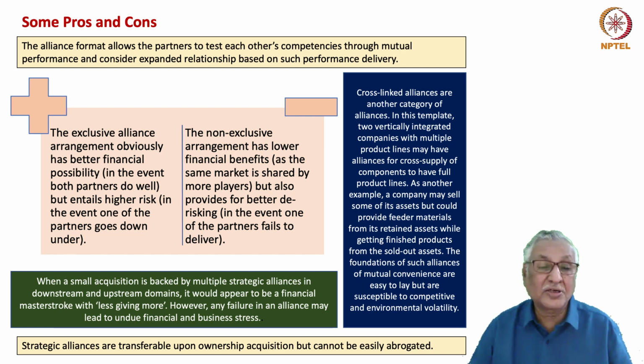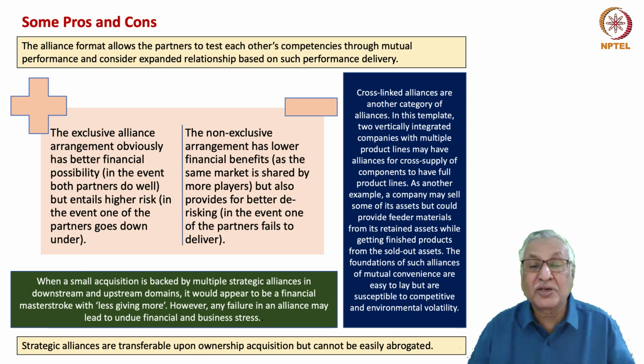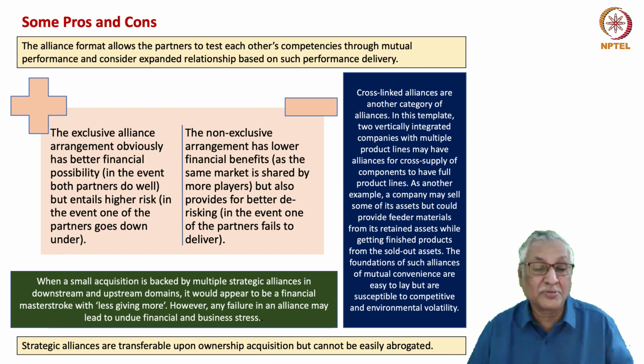In case one of the partners goes down in terms of business performance, then the other partner is impacted because the alliance is exclusive to each other. The non-exclusive arrangement has lower financial benefits because the market is split between more than one partner, and there could also be some loss of focus and commitment because of the non-exclusivity. But non-exclusivity provides for better de-risking. In the event one of the partners fails to deliver, you have always other partners to bank upon.